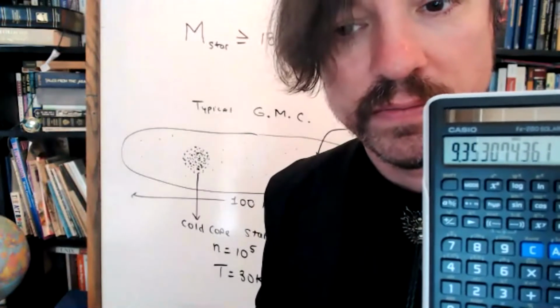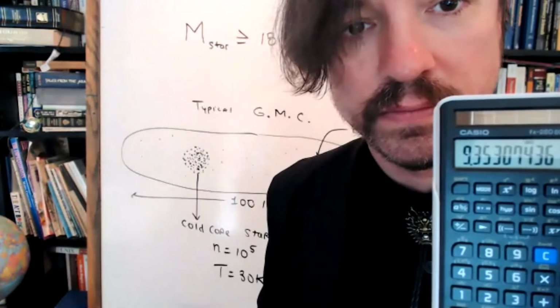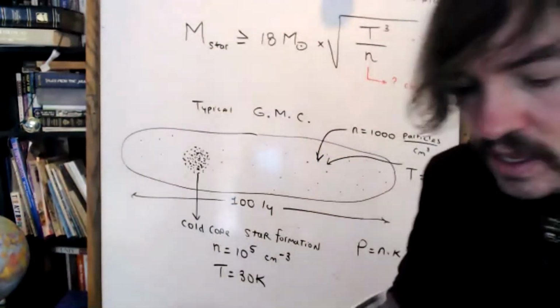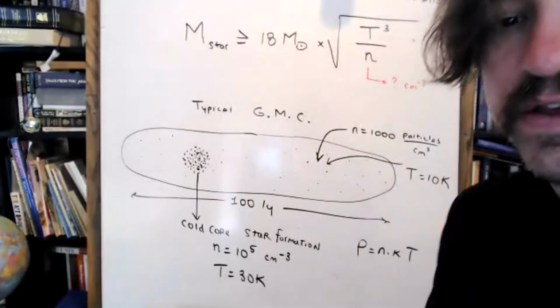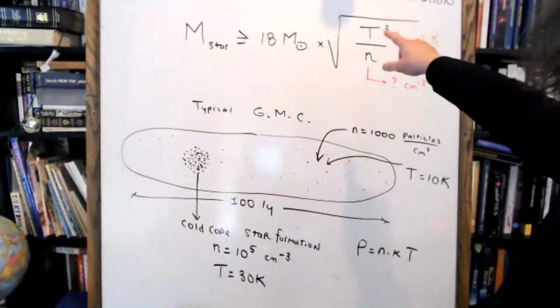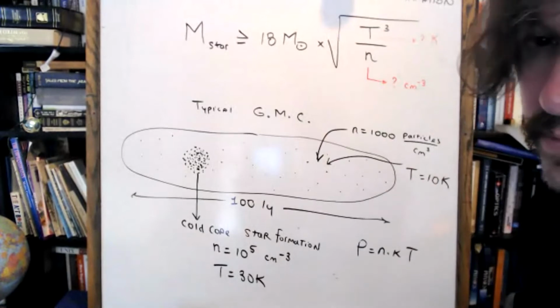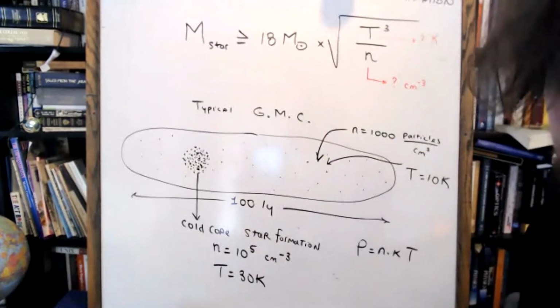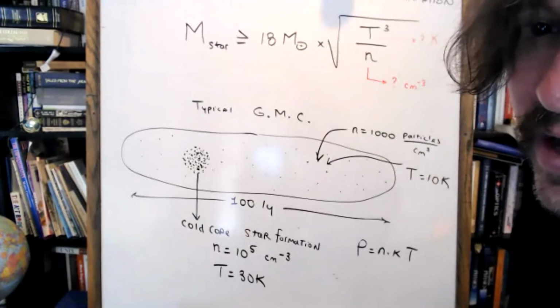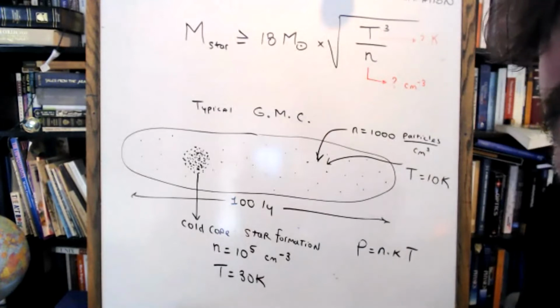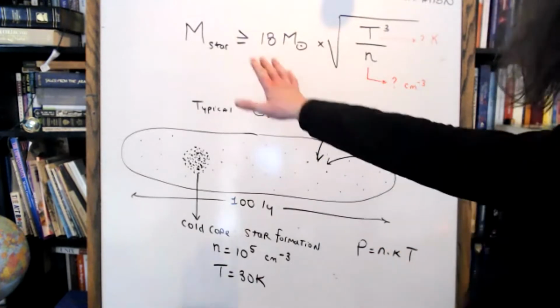Oh, that was actually very helpful because I didn't really get it. So 18 solar masses is just a constant. It doesn't change. Yeah, 18 solar masses is what you would get if you had a temperature of, well, let's say 1,000 Kelvin and 10 particles per cubic centimeter. It's just a reference temperature, yeah.